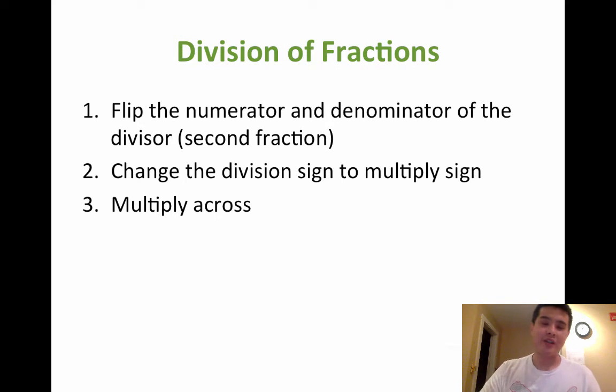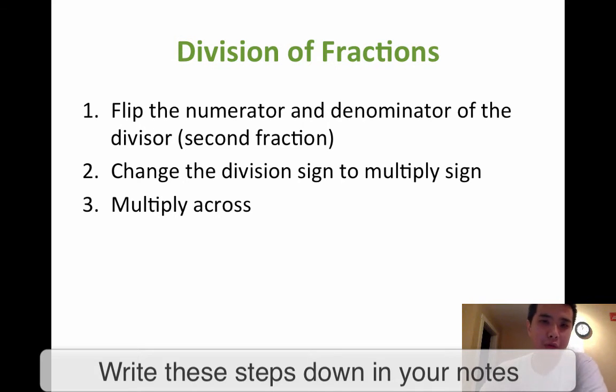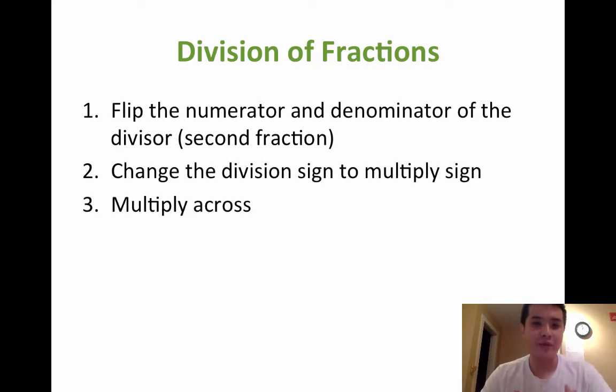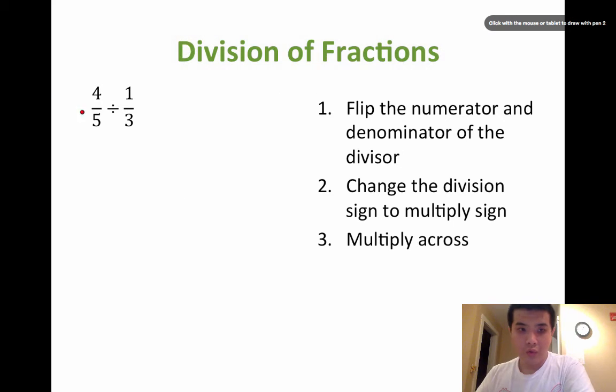Now, division of fractions is very similar, but with a few added steps. Instead of just multiplying across with the numerators and the denominators, what we need to first do is flip the numerator and the denominator of the divisor. That's the second fraction inside the expression. Then we have to change the division sign into a multiplication sign. And then we can finally multiply across. We're going to do this with this expression. We have 4/5 divided by 1/3.